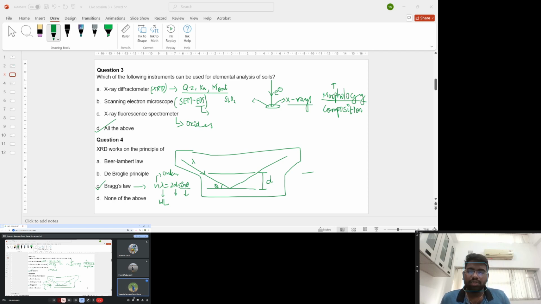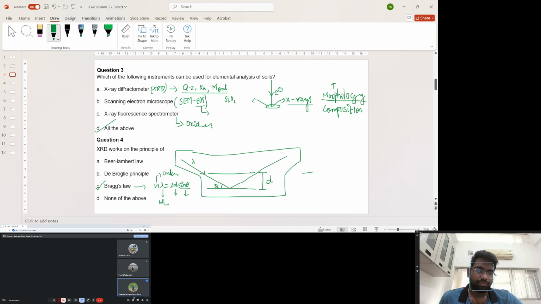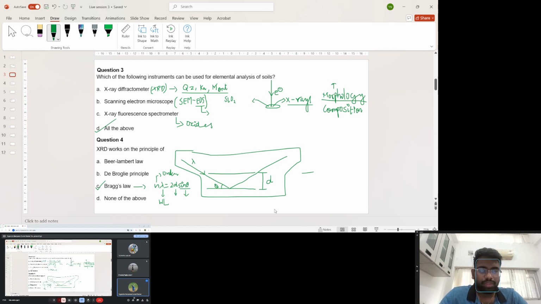Which gives n lambda equal to 2d sine theta. So the basic working principle is that the minerals are quantified based on the interplanar distances that are obtained by passing X-ray through them. All right. Any doubts? Any doubts? No, sir.